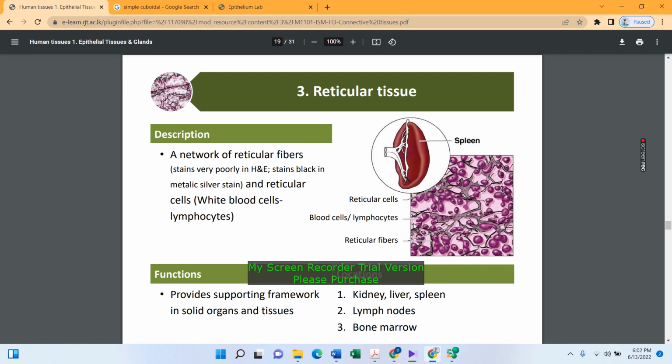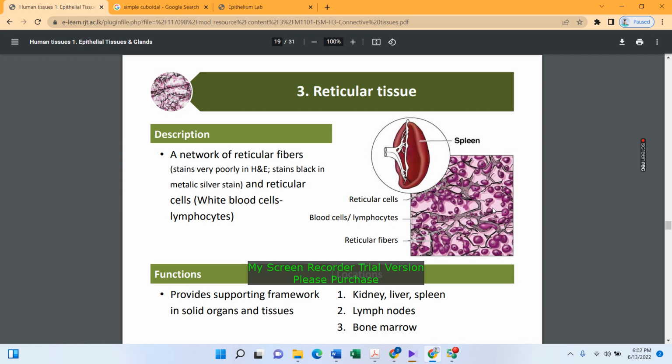As we know, it's a loose type of connective tissue. A network of reticular fibers stains very poorly in H and E, stains black in metallic silver stain, and reticular cells, white blood cells, and lymphocytes. So lymphocytes and white blood cells are found here, and then it's a network of reticular fibers. It's called reticular tissue. It's easy to remember, right? As you can see, reticular cells, blood cells, and lymphocytes are also found within here.